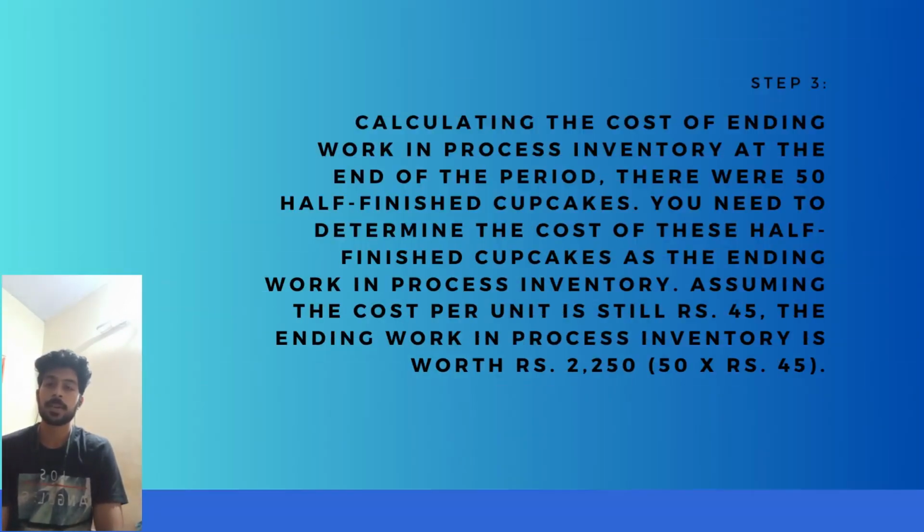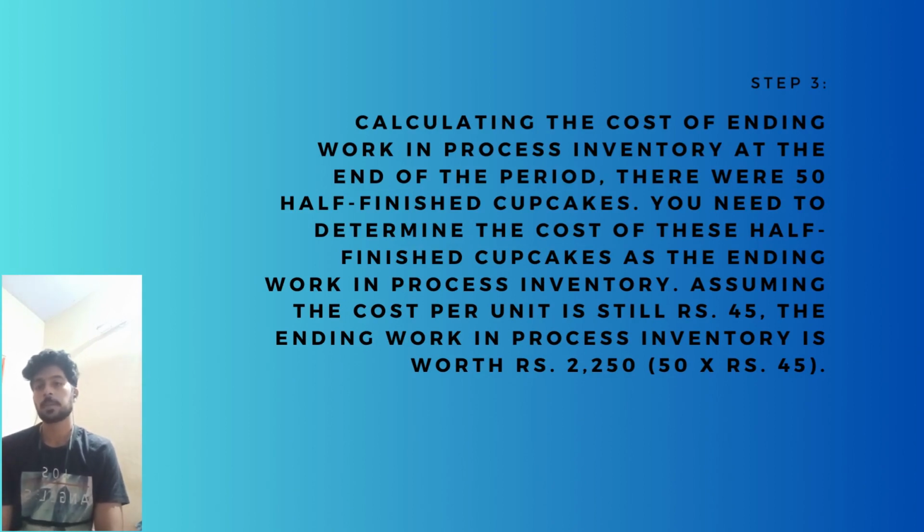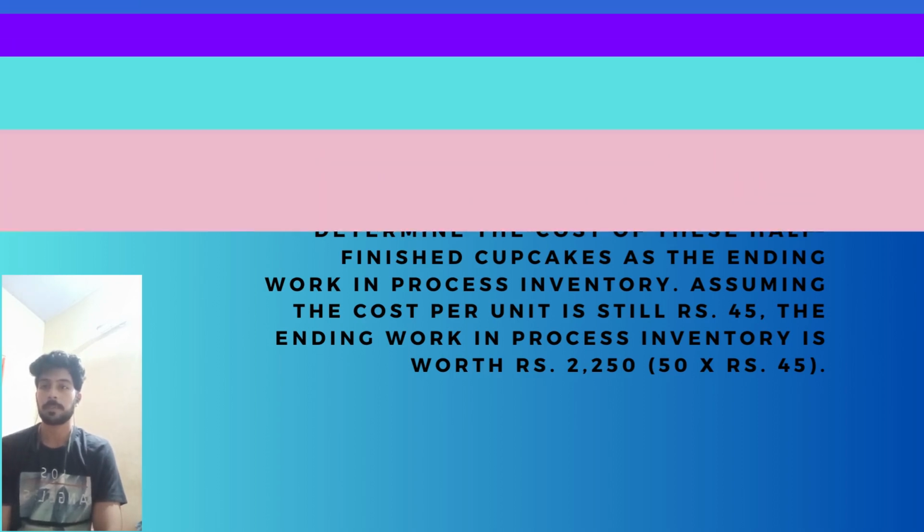Step 3 is calculating the cost of ending work in process inventory at the end of the period. There are 50 half-finished cupcakes. We need to determine the cost of these half-finished cupcakes as the ending work in process inventory. Assuming the cost per unit is still rupees 45, the ending work in process inventory is worth rupees 2,250.